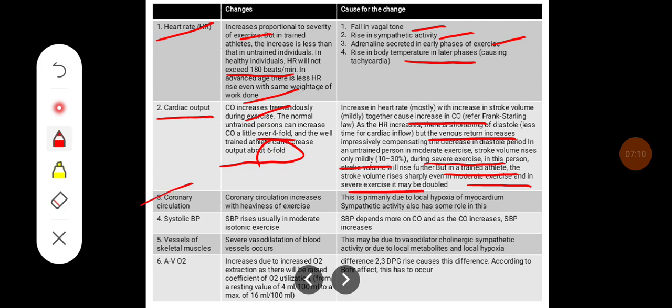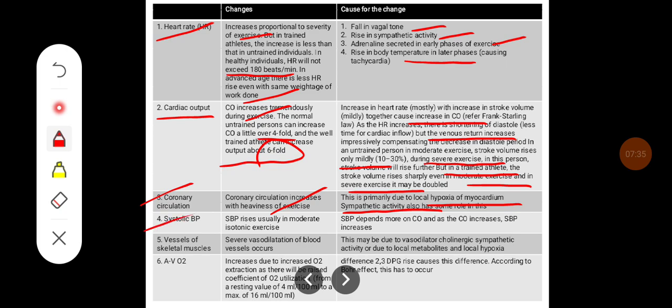Coronary circulation increases with the heaviness of exercise. This occurs due to the local hypoxia of the myocardium, and the sympathetic also has some role in this, as they are more active through the beta receptors, which leads to coronary dilatation.